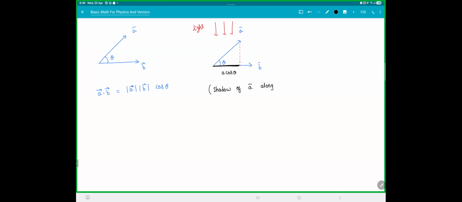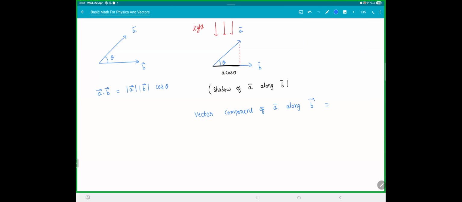So when you shine light like this, the question is simply like this. What is the length of the shadow of A on B bar? Which is A cos theta. So this is the name for this. We call this thing the vector component of A bar along B bar. Yeah, it looks like some big term, but it's nothing.